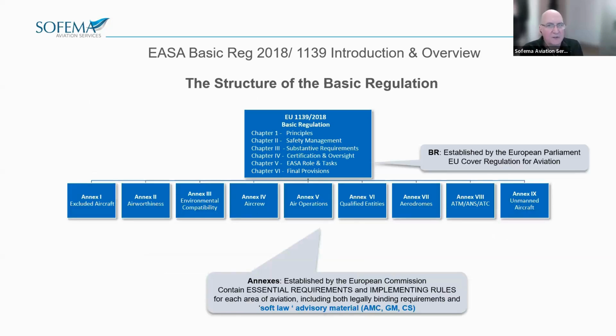So this is the actual structure of the basic regulation, 1139, and it contains the high-level aviation law. The 9 annexes underneath it contain the essential requirements, which must be complied with for each of these specific areas of aviation regulation.